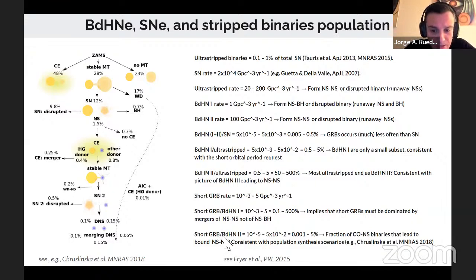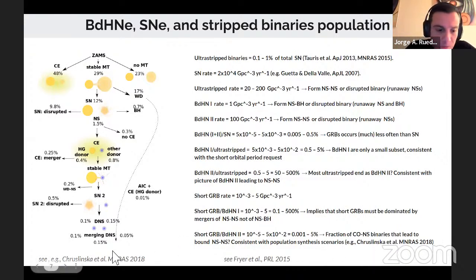In fact, if you make the ratio of short GRB with variation 2, you end with this number, well, about 5%. This can have two interpretations. First, the one I like most, is that this is the fraction of the carbon-oxygen neutron star binaries that lead to bound neutron star binaries. So it indicates that not all systems will lead to a bound binary, but instead you can also have a large fraction of these disrupted binaries. And this is consistent with population synthesis scenarios.